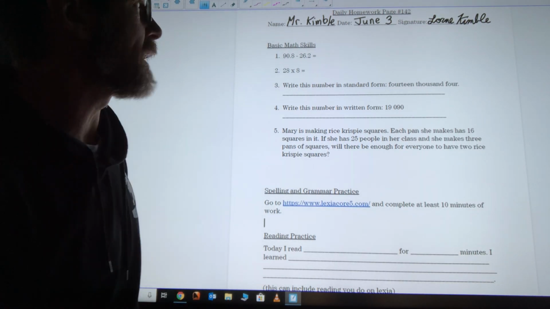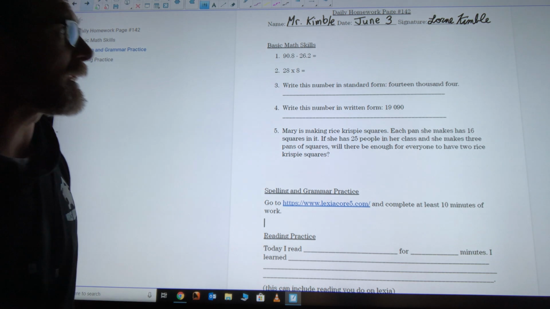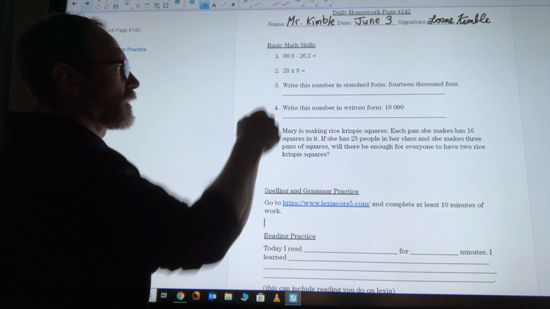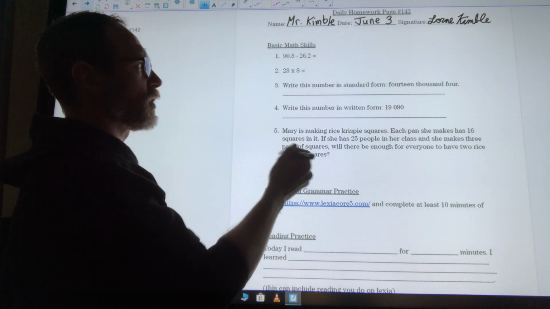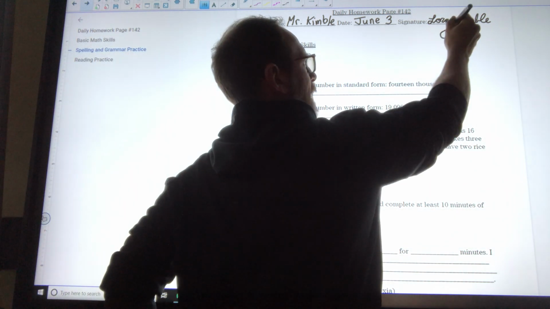Let's review daily homework page number 142. I already have my name, date, and signature there. So let's take a look at the math. 90.8 minus 26.2 is my first question. I'm going to stack that to find the answer.